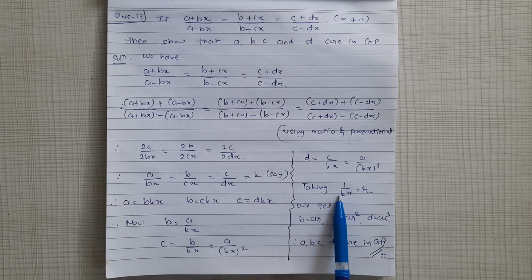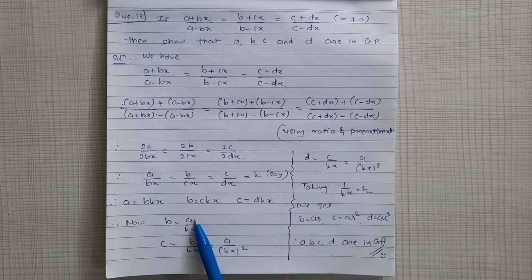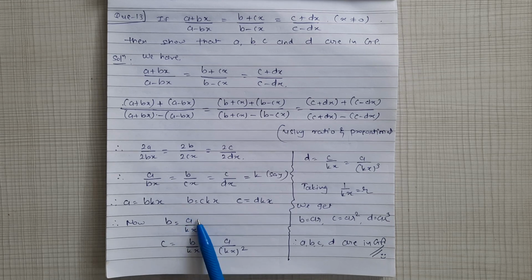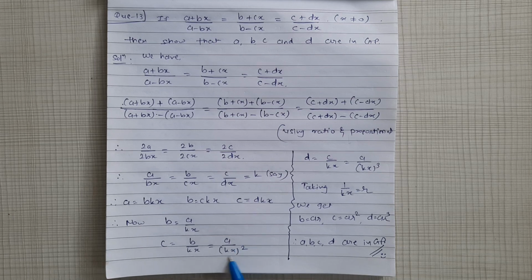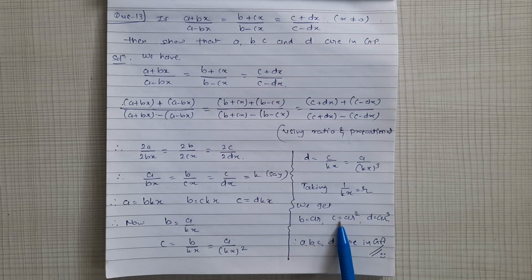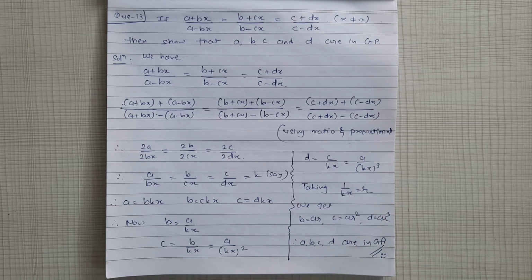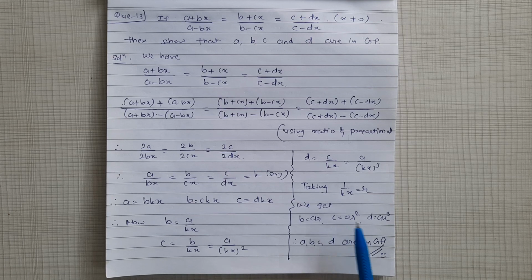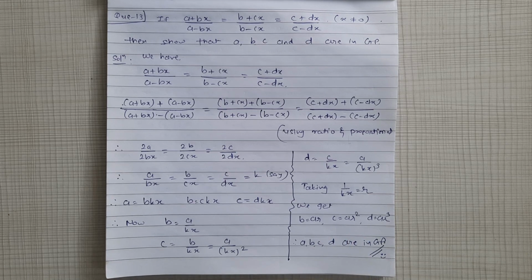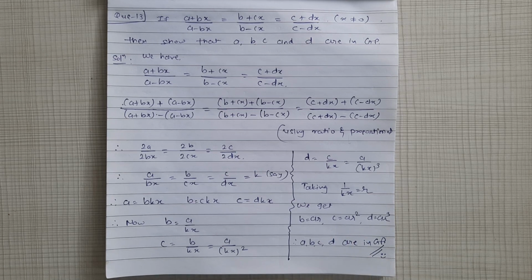Now taking 1/kx equal to r, b will be a into r, c will be ar square, and similarly d will be ar cube. Now you can observe that a, ar, ar square and ar cube have the common ratio r, so we can say that a, b, c, d are in GP.